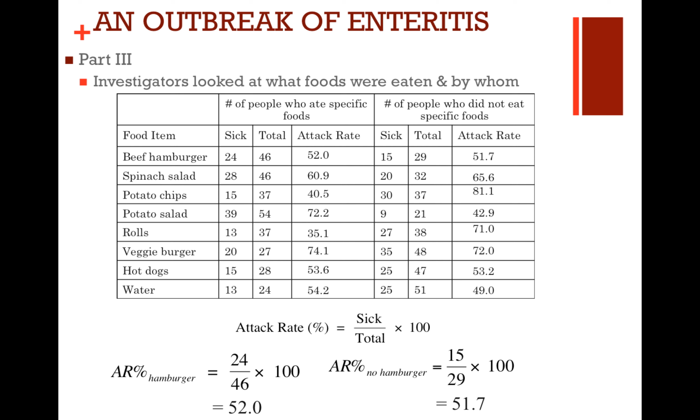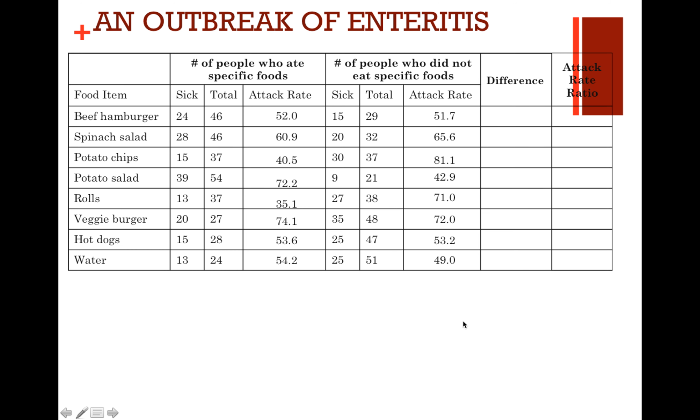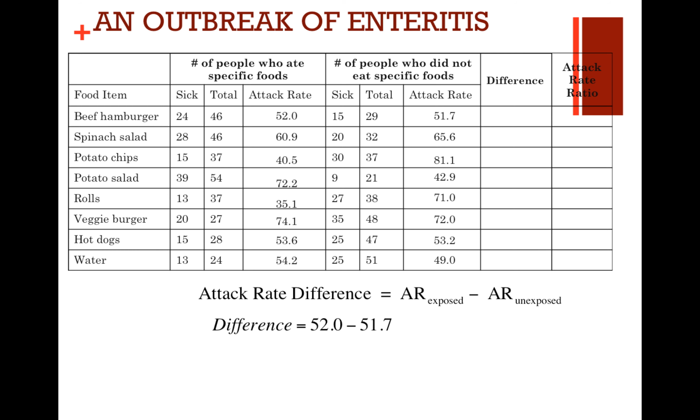From there, what you need to look at is, is the attack rate for the people who ate the foods different from the attack rate for the people who didn't? So we expand our table by 2 columns. We can look at that difference, just subtracting, and we can look at the attack rate ratio. So the attack rate difference is just the attack rate in the exposed minus the attack rate in the unexposed. So the difference for the hamburger would be 52 minus 51.7, a difference of 0.3. Not very big. If there was no association whatsoever, it would be 0. That's pretty close to 0 in this case.